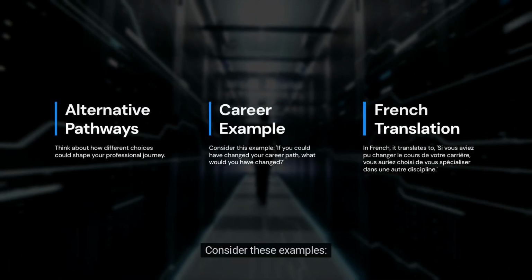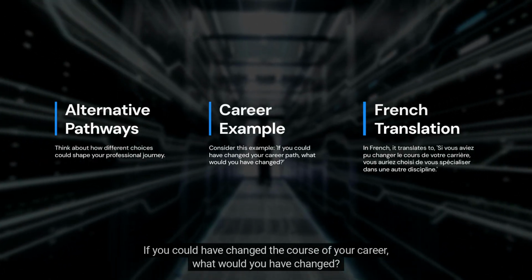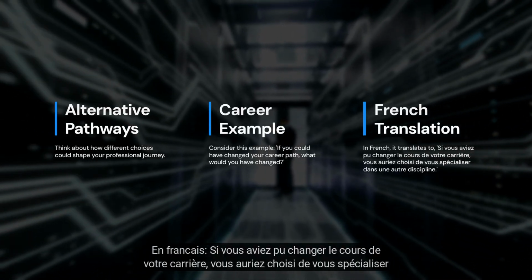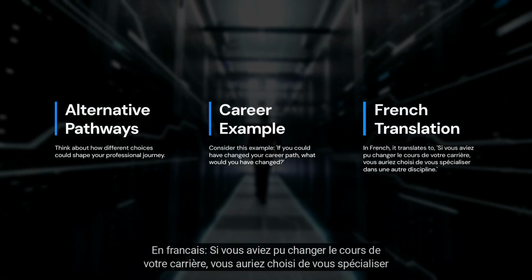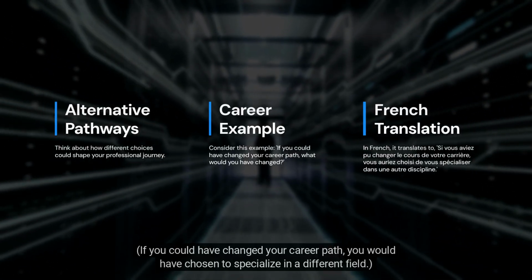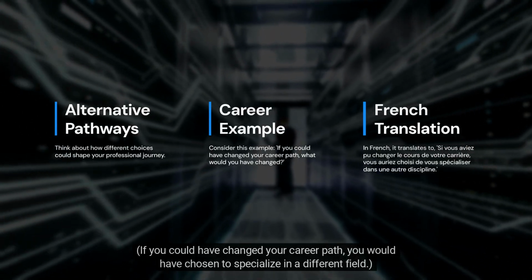Consider these examples. Example 1. If you could have changed the course of your career, what would you have changed? En français, si vous aviez pu changer le cours de votre carrière, vous auriez choisi de vous spécialiser dans une autre discipline. If you could have changed your career path, you would have chosen to specialize in a different field.